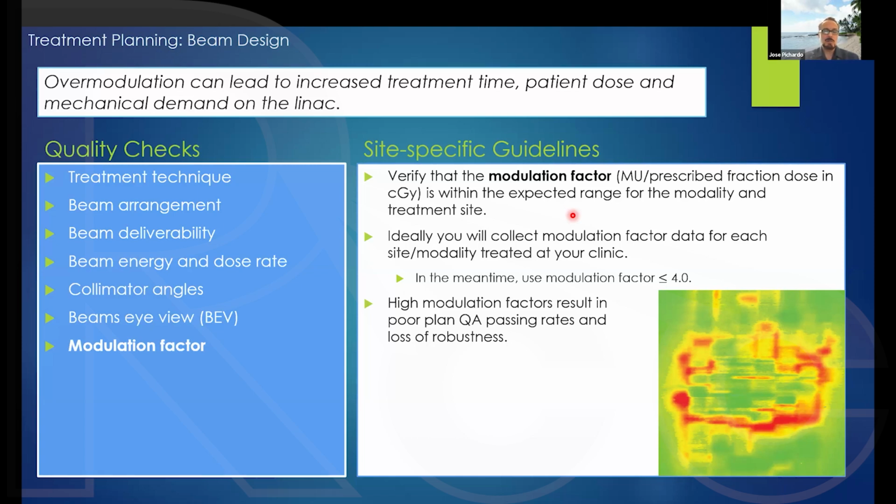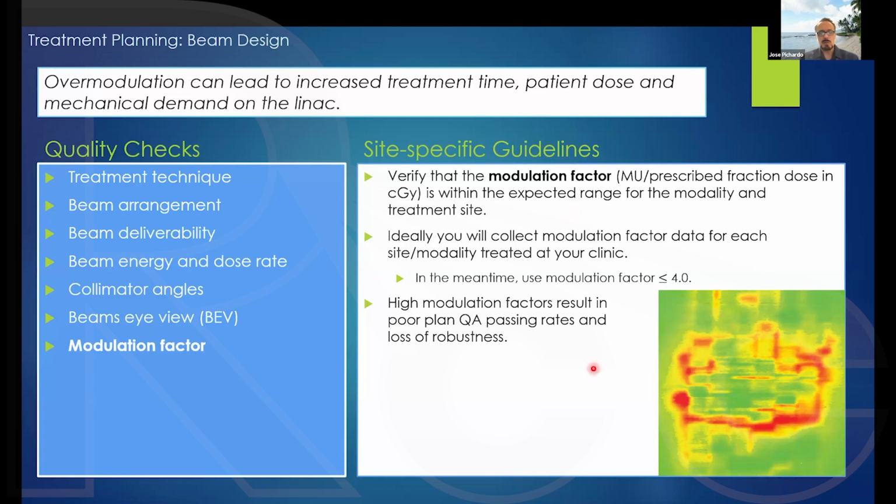Well, you're going to definitely know it when you look at the QA plan. This is an example of a QA plan. You can see you have a lot of hot failure areas, right? So that's usually an indication that you're pushing that plan way too hard, right? The machine is not able to deliver that plan. And if the plan is not deliverable, you shouldn't treat with it, right?